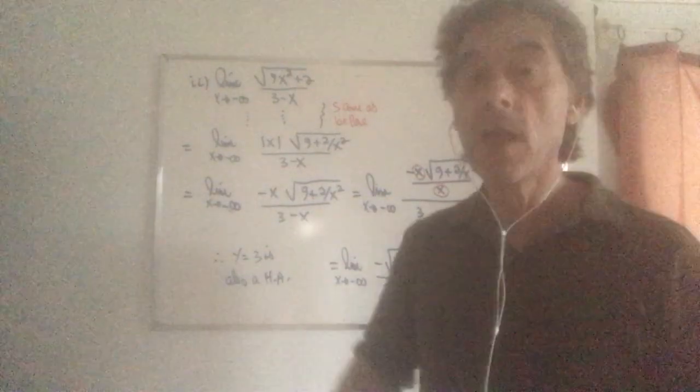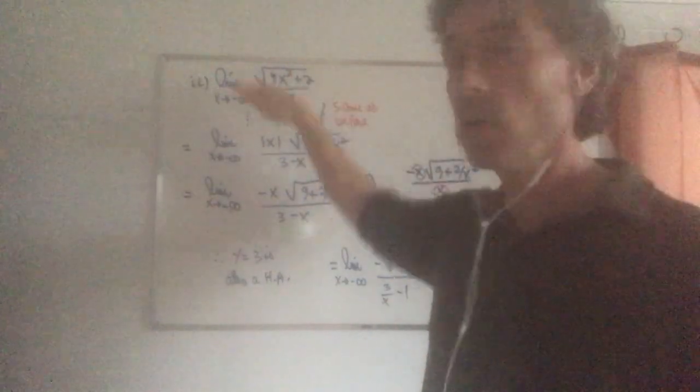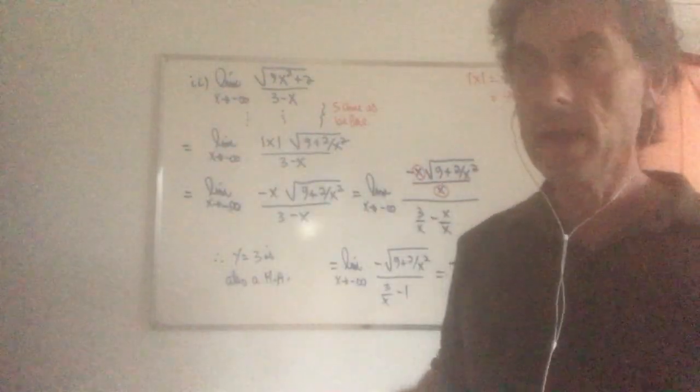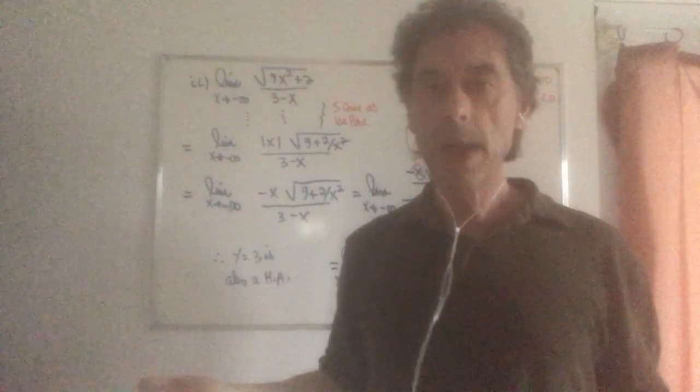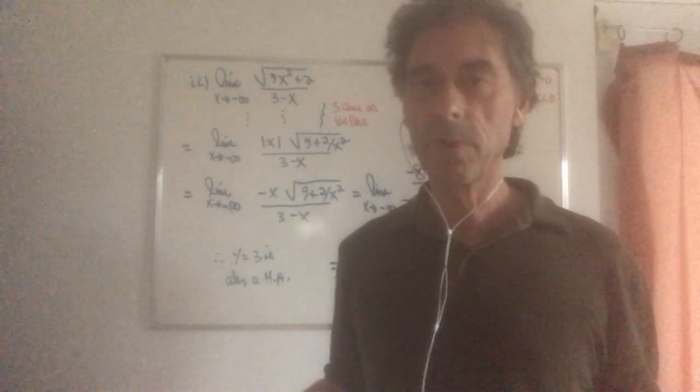So the moral of the story: if you have a root, you are going to have to do both limits, the one at infinity and the one at minus infinity. If the top and bottom are standard polynomials, like they are most of the time, then the answer will be the same for both. All right?